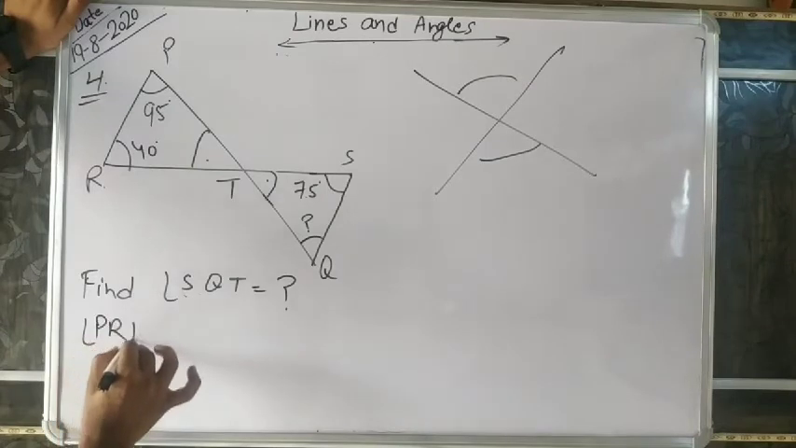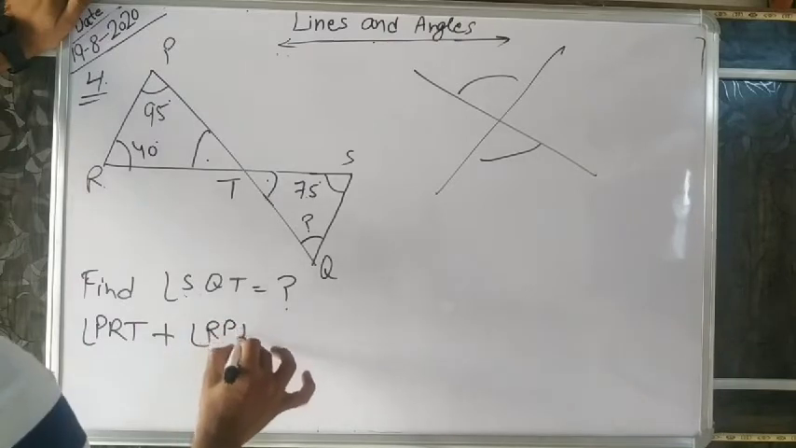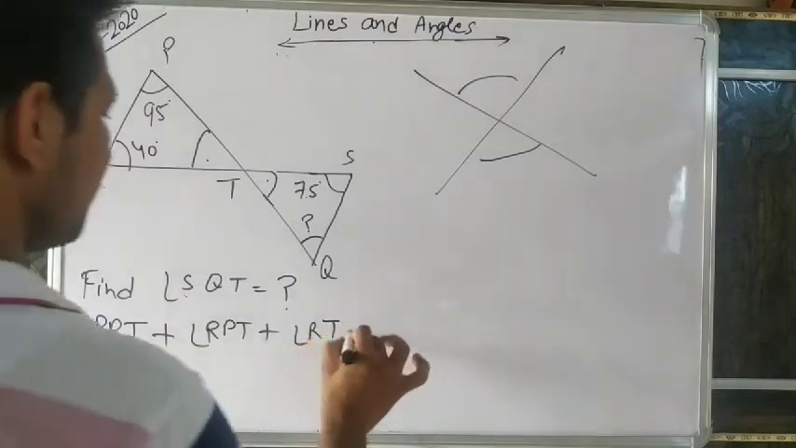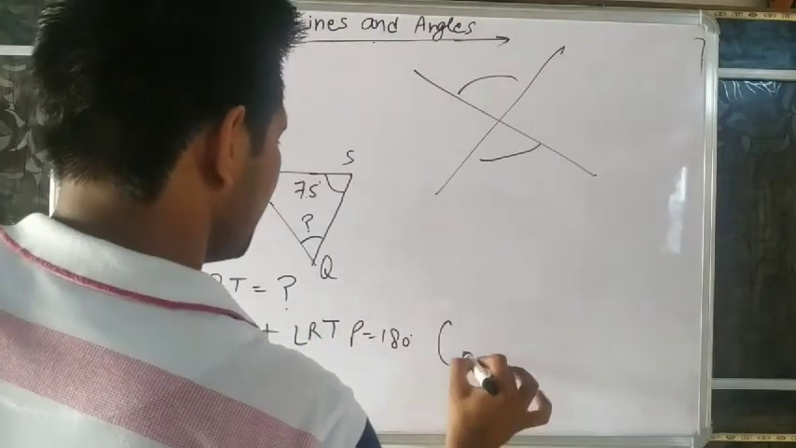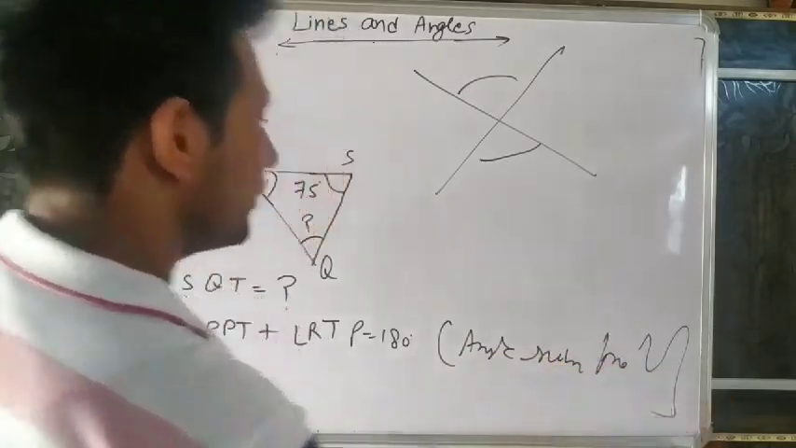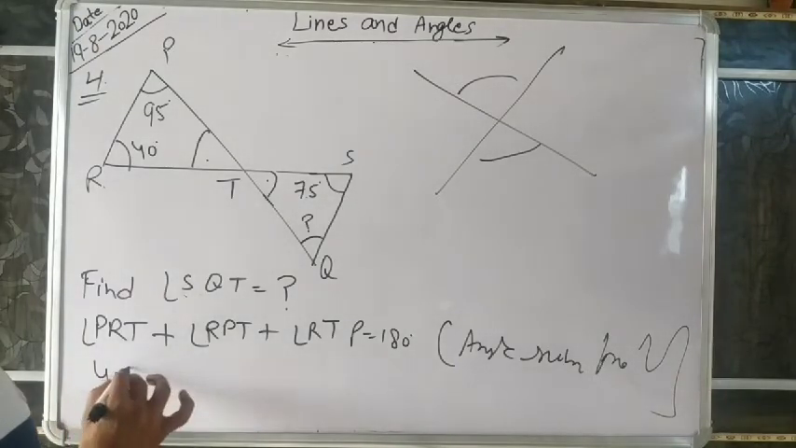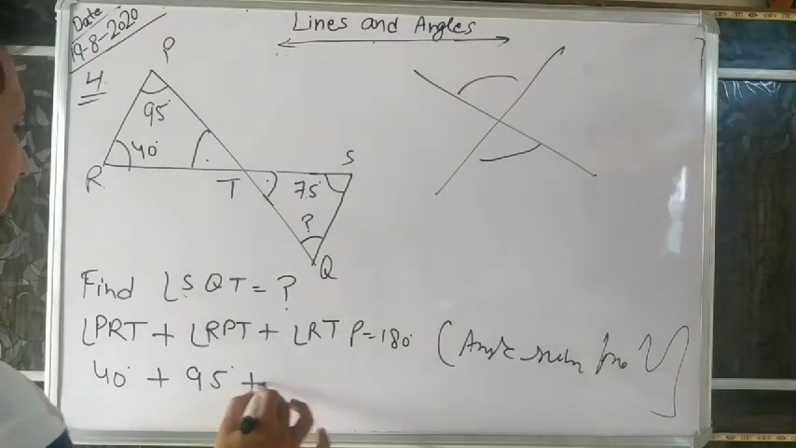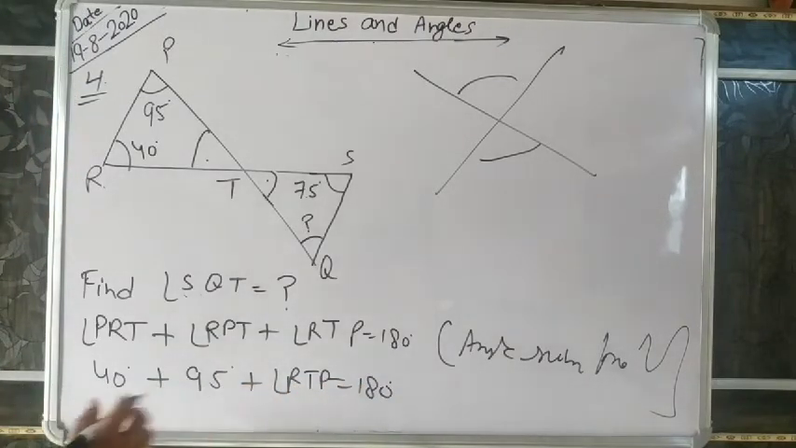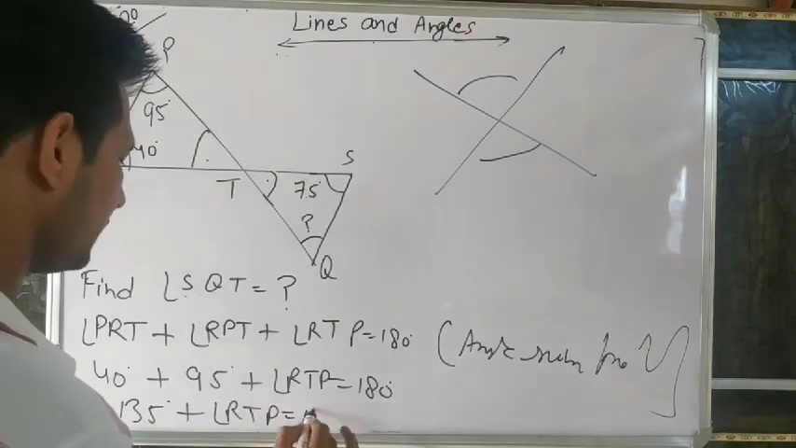Angle PRT plus angle RPT plus angle RTP is 180 degrees. Angle sum property. Write yourself. I already told many times. So PRT is 40 degrees, RPT is 95 degrees. We want to find RTP, 180 degrees. So 135 plus RTP is 180.